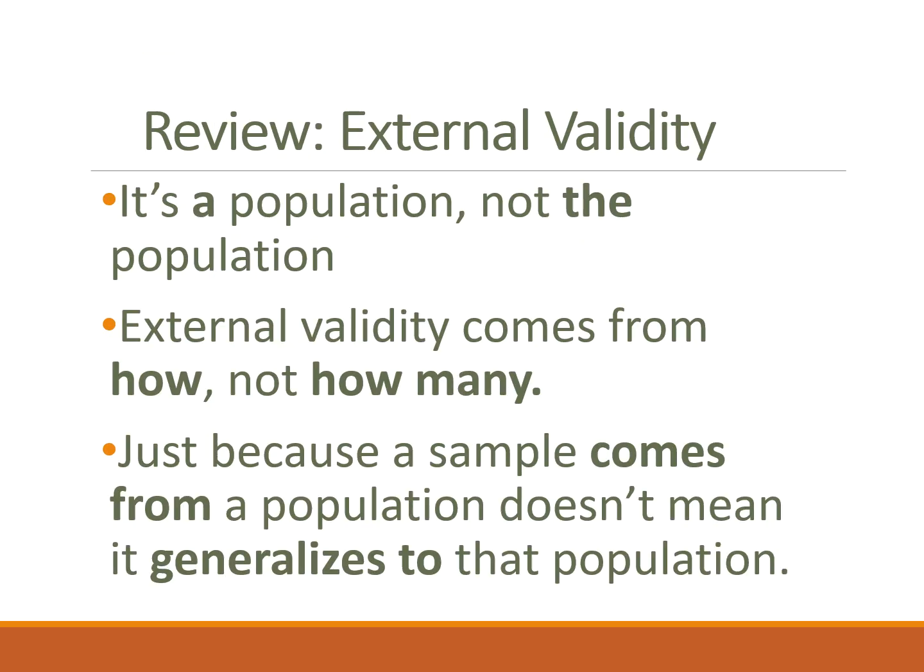So just a review on external validity: no matter what we've done to identify a population, recognize it's generally a population, not the population. So for example, if I say, well, I've done a random sample of college students, well, that's a random sample of college students, but that population is not all college students. It's the population of college students that I have access to. And honestly, it isn't all college students even that I have access to. It's probably college students that are specifically taking an introduction to psychology course.